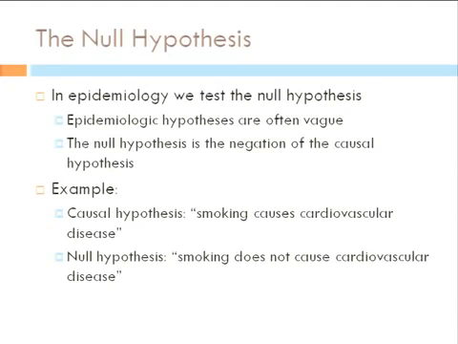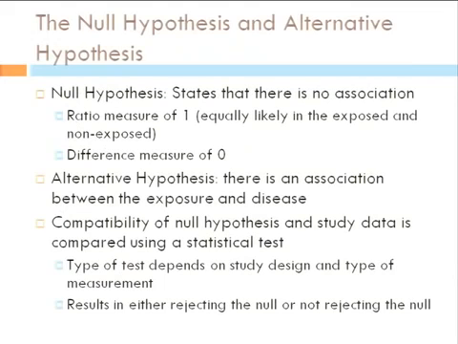So the null hypothesis states that there's no association. Basically, it's stating that if you were looking at a ratio, like the odds ratio or the relative risk, it's not different from 1. So that's equally likely in the exposed and non-exposed. If you're looking at a difference measure, then your difference measure would be 0. The alternative hypothesis is that there is an association between the exposure and disease. And then what you do is basically look at the compatibility of the null hypothesis and study data.